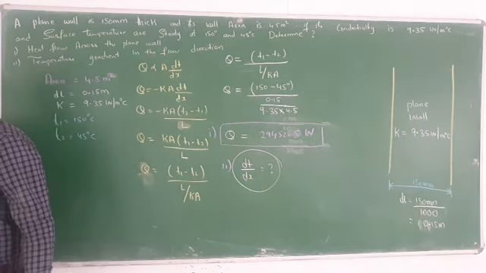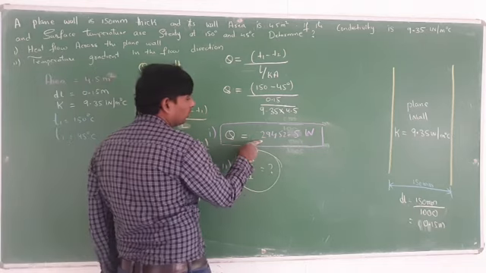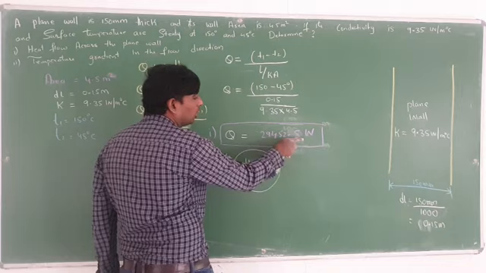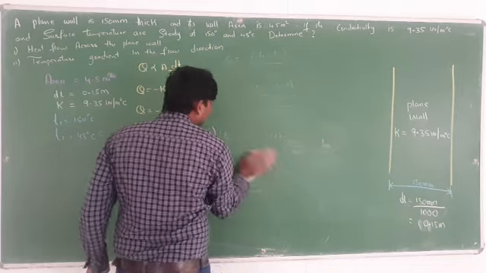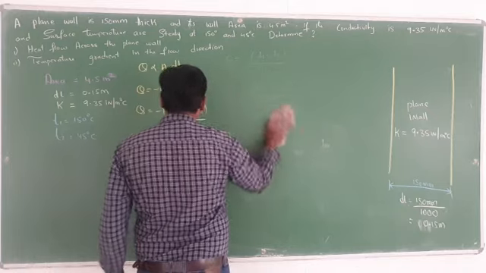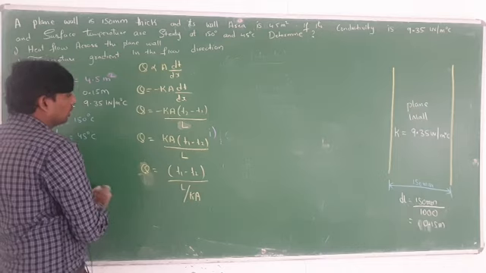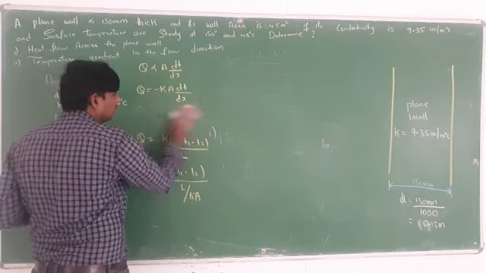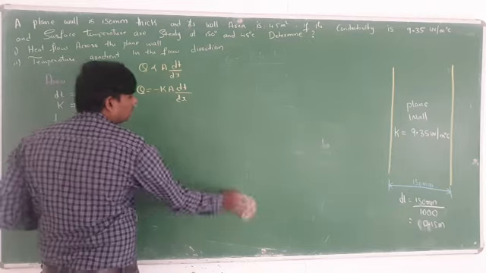For finding dT by dx, what you have to do: see here, till here it is as it is. You got this value, 29452.5 kilowatt. After that, I will tell you how to find out dT by dx. From here onwards I am changing, because I want dT by dx.